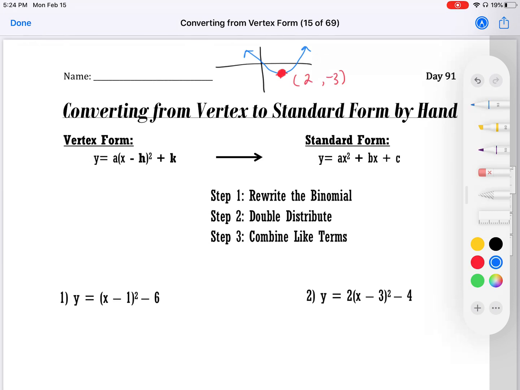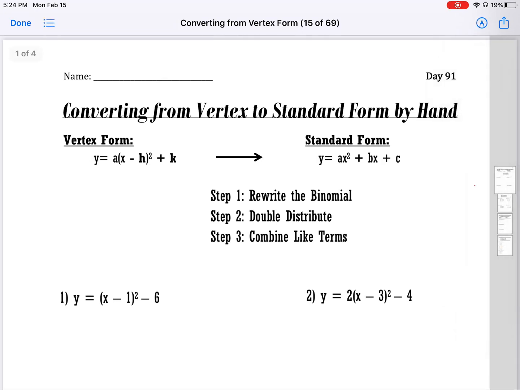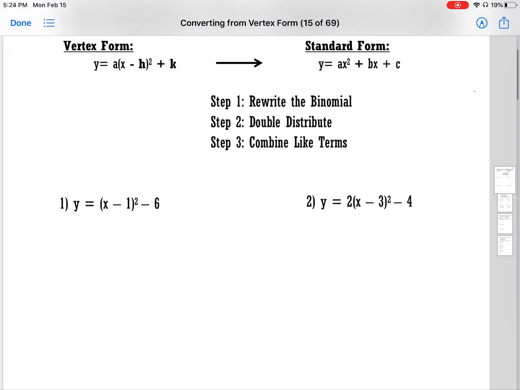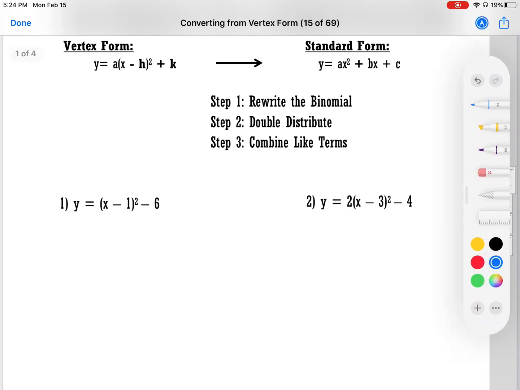So that vertex could be written in vertex form, where this is the H and this is the K. The X is always labeled H and the Y is always labeled K. So you can take those numbers and plug them in for H and K, and that's how you would write an equation in vertex form. So in this first example, the numbers, this number here and this number here, would make the vertex.